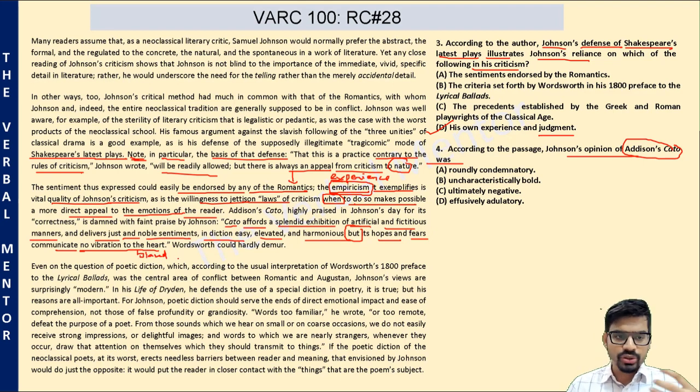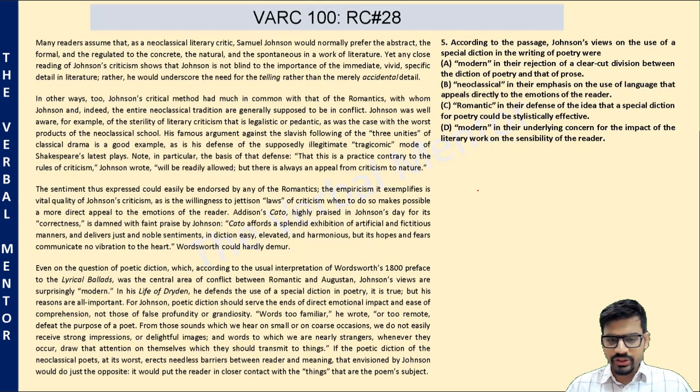It does not appeal to the emotions of the readers, which means ultimately, according to Johnson, this piece was bland. So ultimately, it was negative. Johnson's opinion is therefore ultimately negative. Ultimately negative. Why ultimately negative? So he appreciated some aspects, but he says that ultimately it does not convey any emotion to the heart. So his opinion is ultimately negative. Okay. Last question.